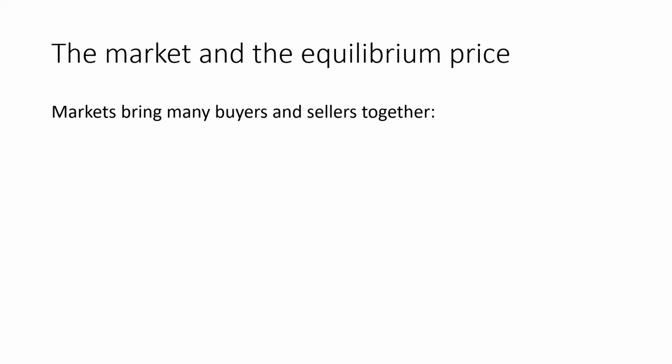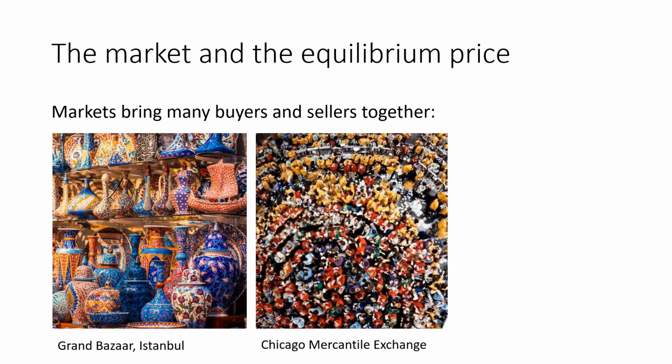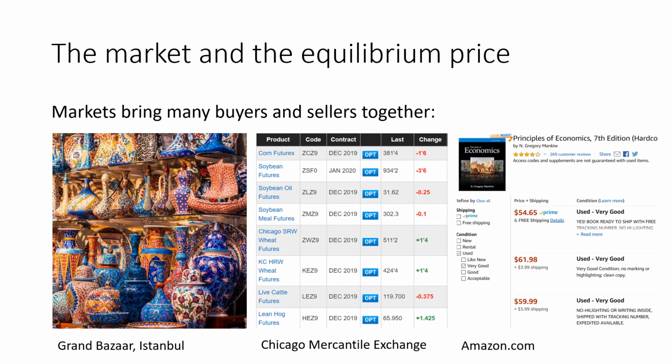So what will the market equilibrium price be? Well, markets bring together buyers and sellers. You can think of something like the Grand Bazaar in Istanbul, a famous market, or the Chicago Mercantile Exchange, where futures of corn and soybeans and so on are sold in the United States. And you can think of something like Amazon.com, where there are many people selling a used copy of Greg Mankiw's 7th edition Principles of Economics, and you can buy it for roughly between $55 and $62, it looks like.